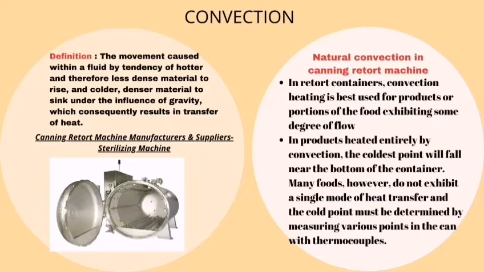Natural convection in canning retort machine. In retort containers, convection heating is best used for products or portions of the food exhibiting some degree of flow. In products heated entirely by convection, the coolest point will fall near the bottom of the container. Many foods, however, do not exhibit a single mode of heat transfer, and the cold point must be determined by measuring various points in the can with the thermocouple.